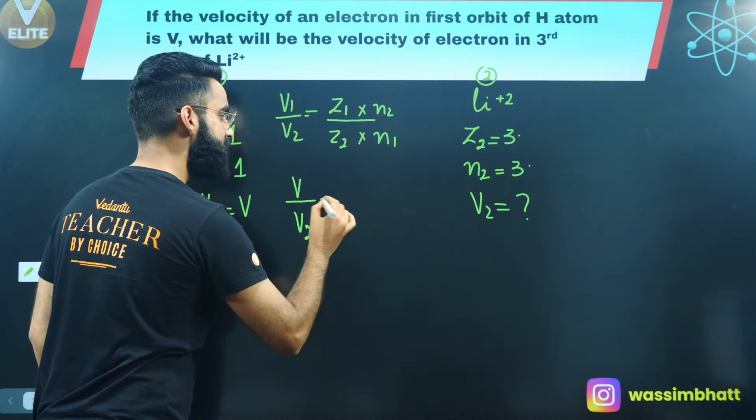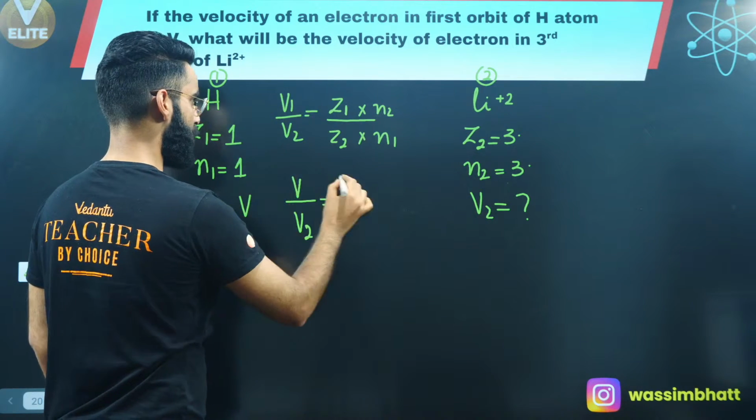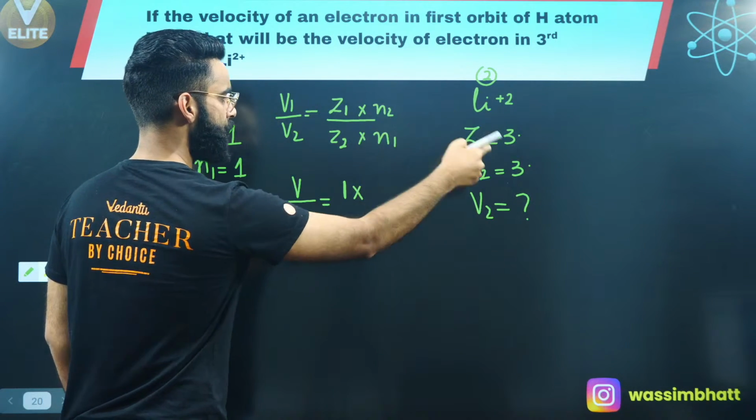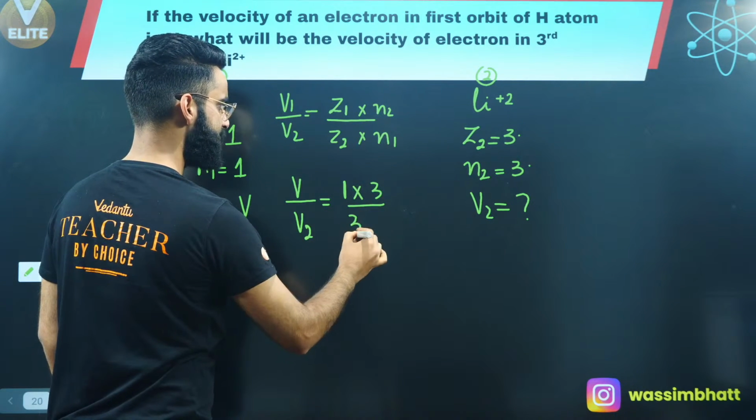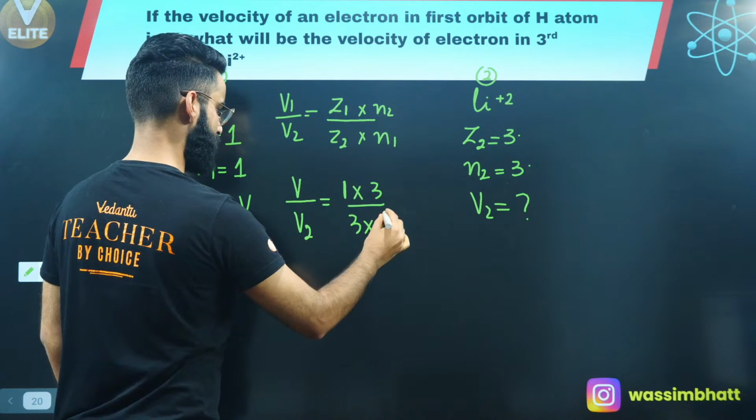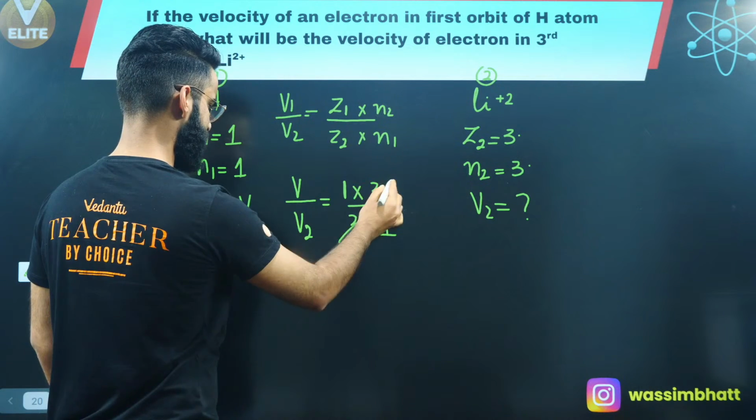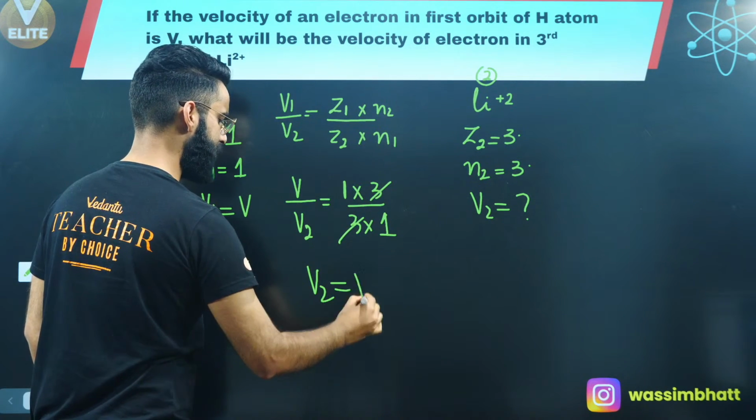V2 I need to calculate. Z1 is equal to 1, N2 is equal to 3, Z2 is equal to 3, N1 is equal to 1, right? So 3 got cancelled. You got the V2 value equal to V.